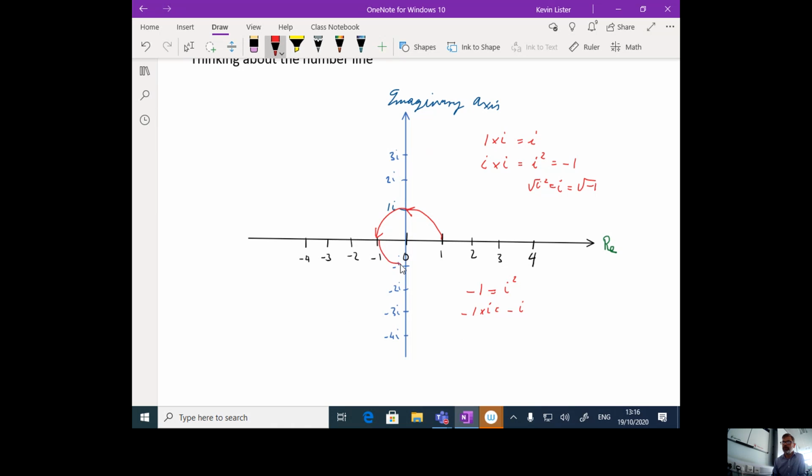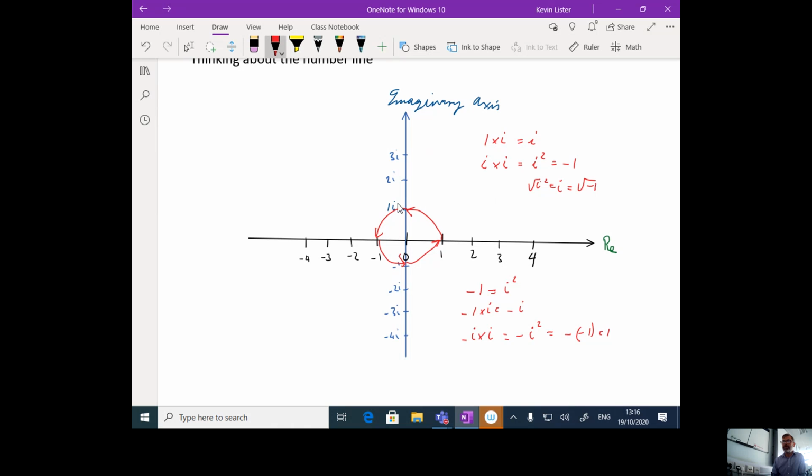So -1 times i gives me another 90-degree rotation to this point down here. If I'm at -i and I multiply by i again, then I get -i squared. Well, i squared we've already decided is -1, so I've got -(-1), which is +1. So multiplying by i again is taking me back to my starting point. Each time I've multiplied by i, I've had a 90-degree rotation.